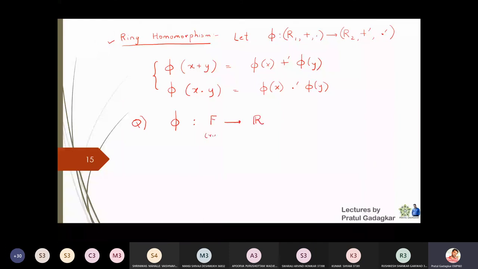Both are rings, as I've done in the previous section. And what is that homomorphism? Phi of f is equal to how much? What have I written here? Phi of f is equal to f of a. Okay, so f of a.